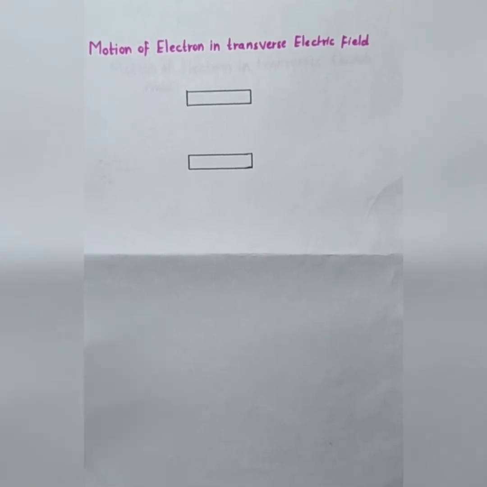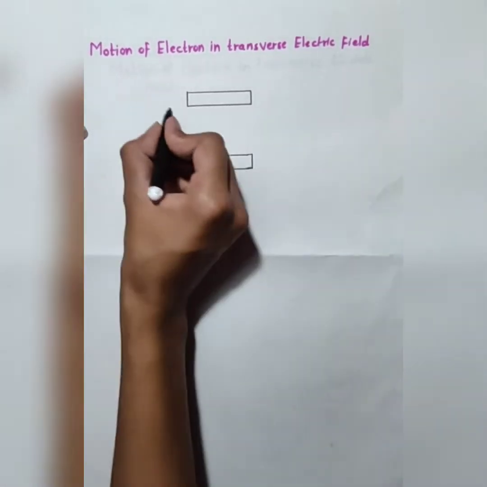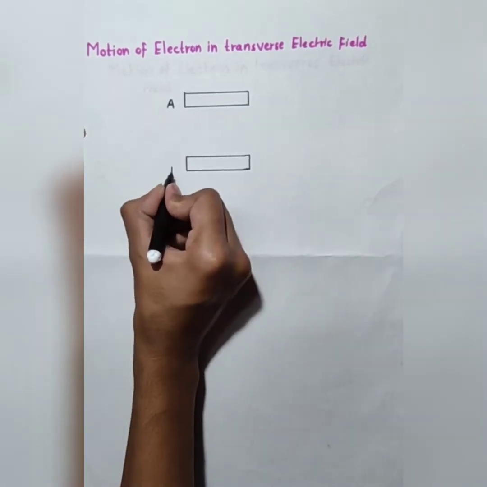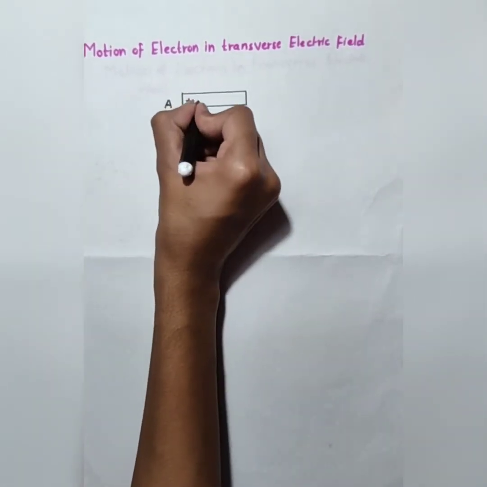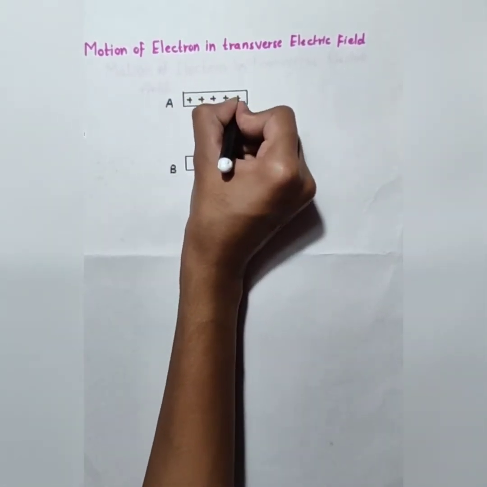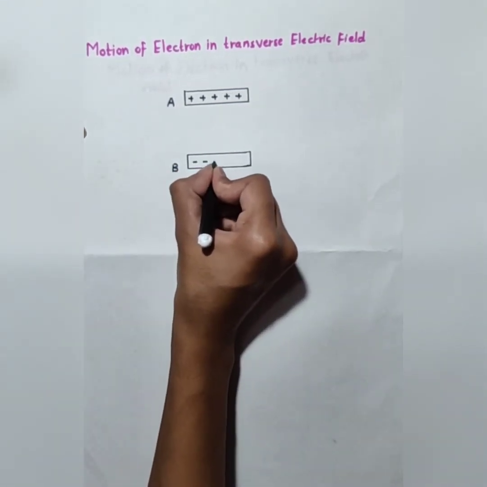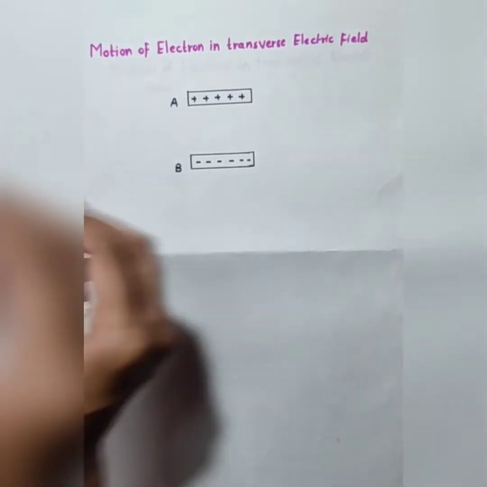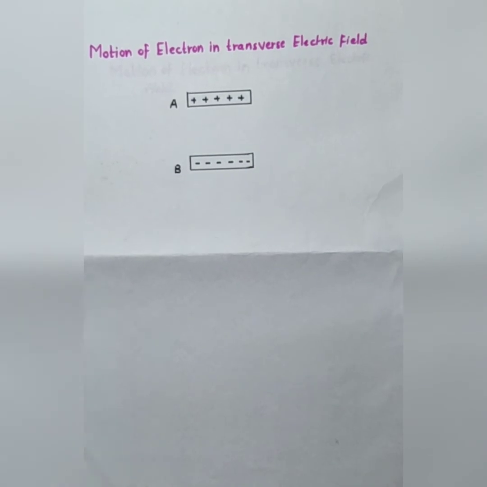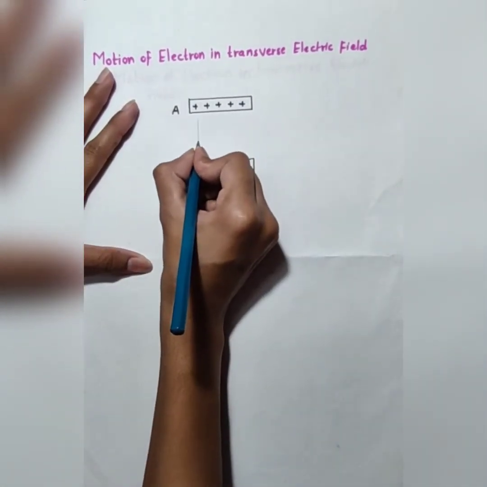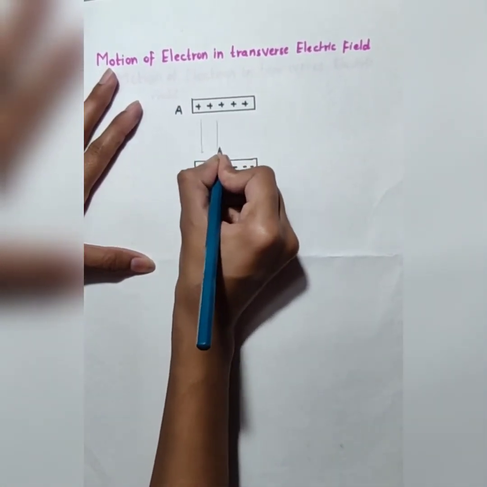Consider two plates placed parallel to each other. This is plate A and this is plate B. Plate A is positively charged and plate B is negatively charged. Due to these charges, an electric field will generate in vertically downward direction like this.